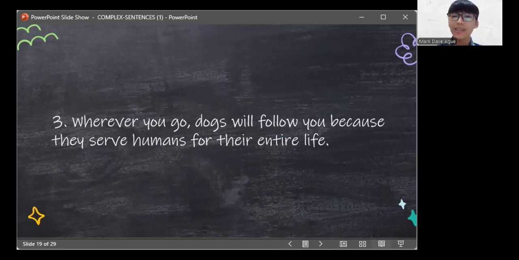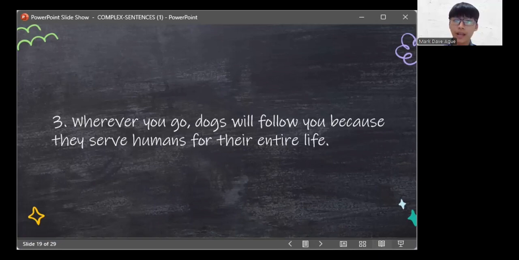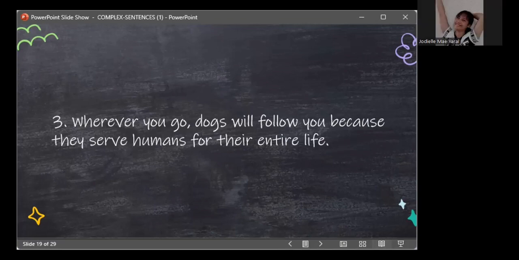That's right. So in the first dependent clause, can you tell me where the subordinating conjunction is? The subordinating conjunction in the first dependent clause is the word wherever. That's right. So can you tell me where the subject is? The subject, sir, is the word you. Okay, so how about the predicate? The word go. Okay, that's right.